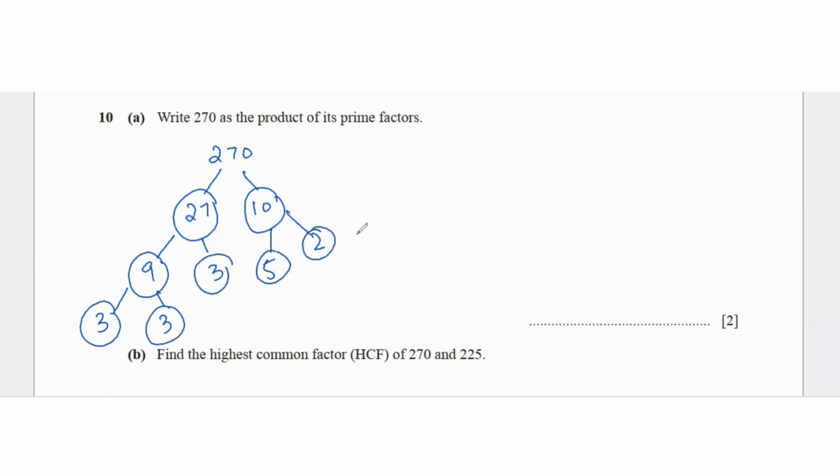So 3, 5 and 2, all these 3 are prime numbers, so we can't further break them down. So 270 can be written as 2 times 3 cube times 5. This is the product of its prime factors.